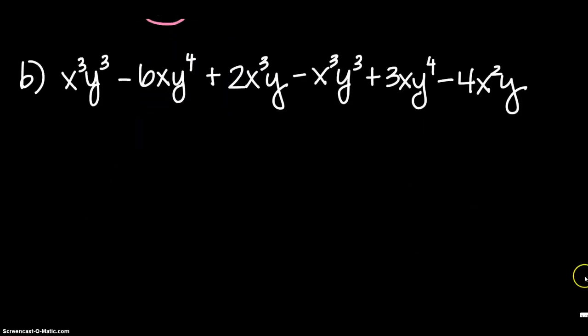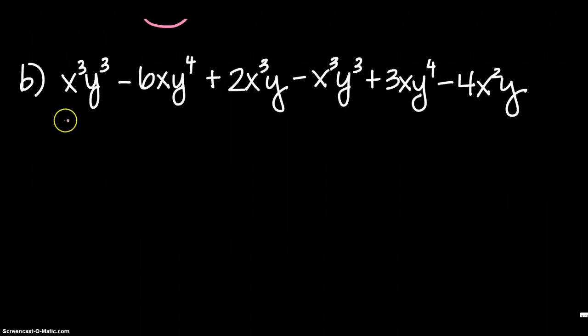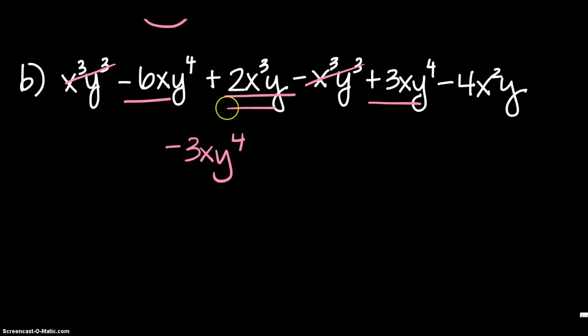Okay, one more. B. All right, so I have x cubed y cubed minus x cubed y cubed. And guess what? Those cancel out. Then I have xy to the 4th, and I have another xy to the 4th, so I'm going to underline those. So negative 6xy to the 4th plus 3xy to the 4th gives me negative 3xy to the 4th. I have an x cubed, no other x cubed, and then I'm going to underline this one, x squared y. So I'm going to put them in order.